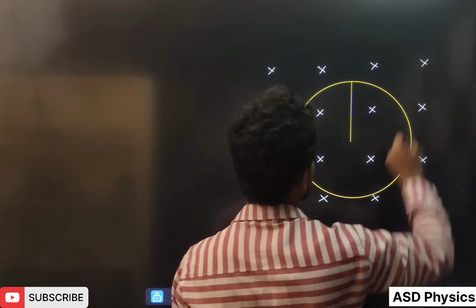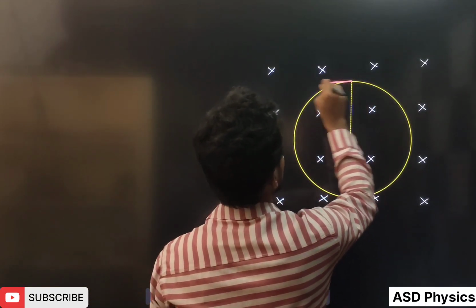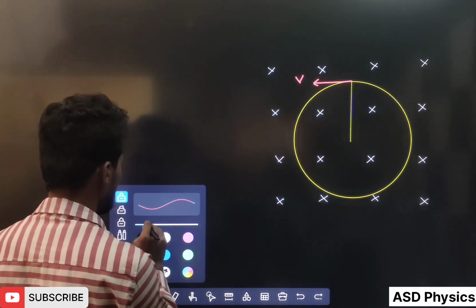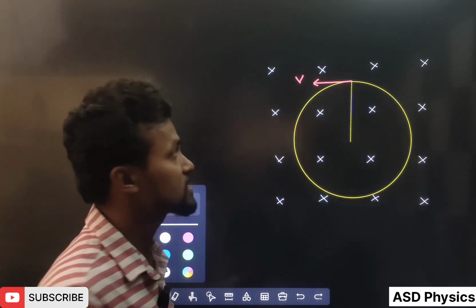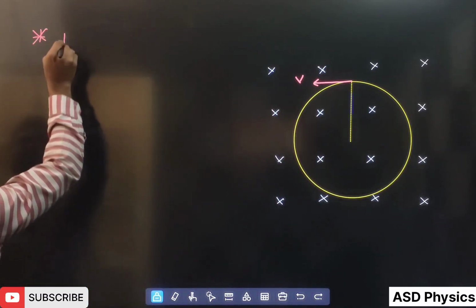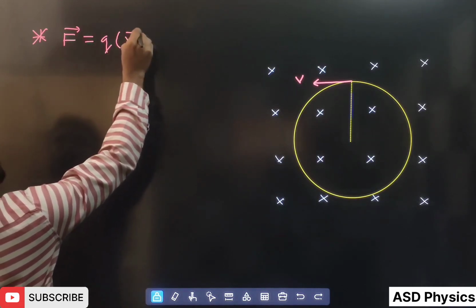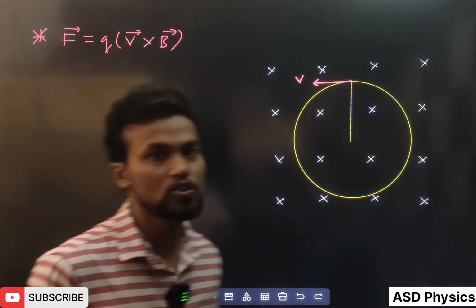So what will happen here? Let's take the particle moving in an anti-clockwise path, so the velocity will be in this direction. This is the velocity. Now students, as you know, the magnetic field is inside. First we should know the force formula in vector form that will act on the charged particle. The formula is V cross B. This formula will give the direction of the force.